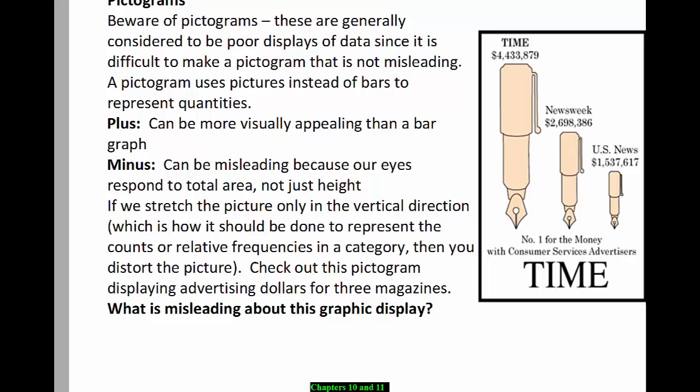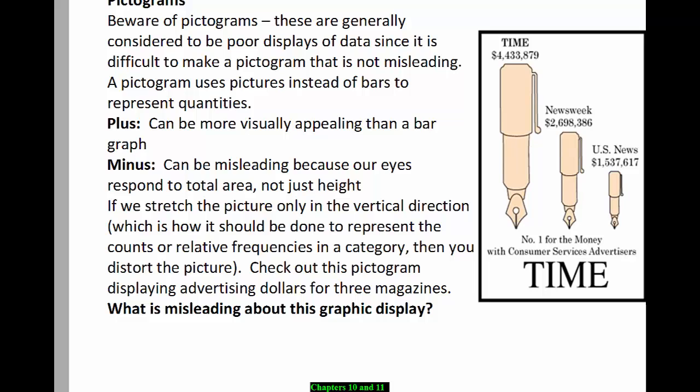It's difficult to keep the bar width the same in a pictogram because you distort the picture. So a plus of pictograms is they can be more visually appealing than a bar graph, but the minuses far outweigh the pluses, usually. They can be misleading because our eyes respond to the total area and not just the height. We can distort the pictures if we try to focus on what we should be focusing on, which is keeping that bar width the same across all three categories here, and only varying the height.